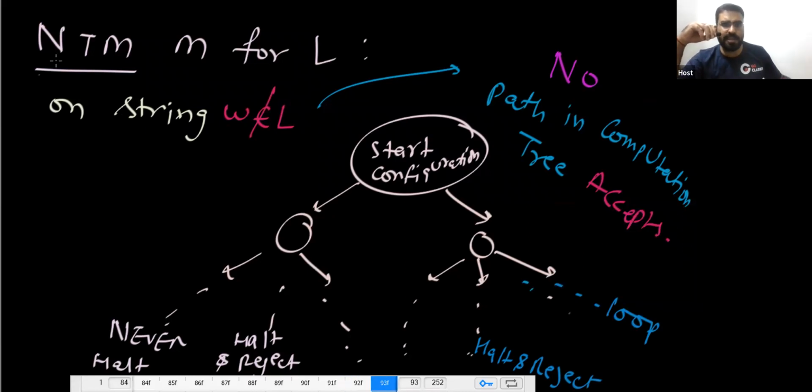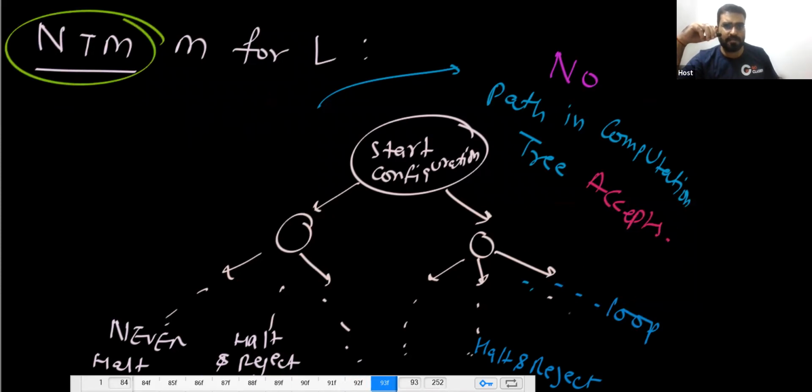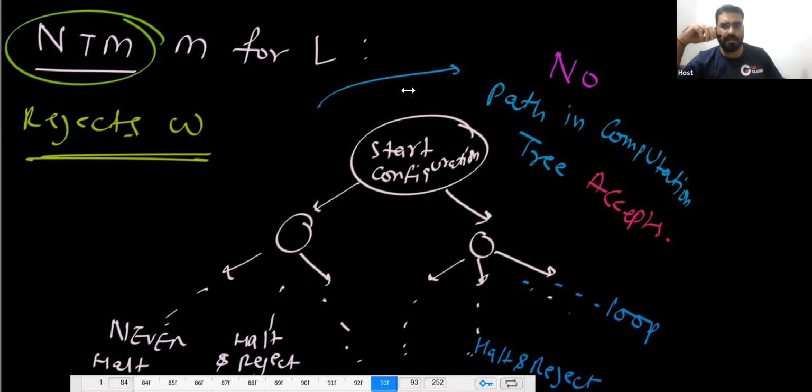And how will a Turing machine NTM reject? NTM rejects W. How can you say that NTM rejects W? When can I say NTM will reject W? When all paths reject. Yes or no? When all paths halt and reject.